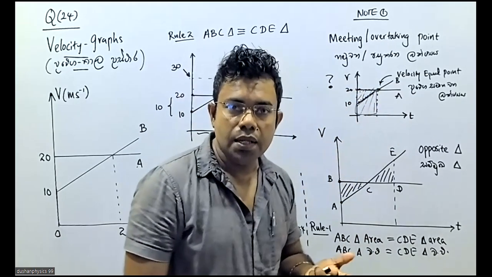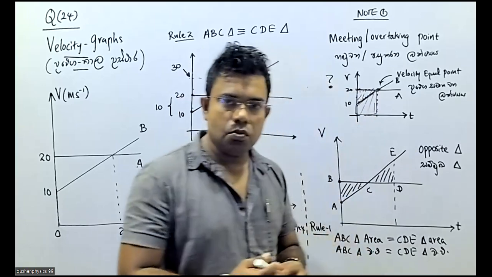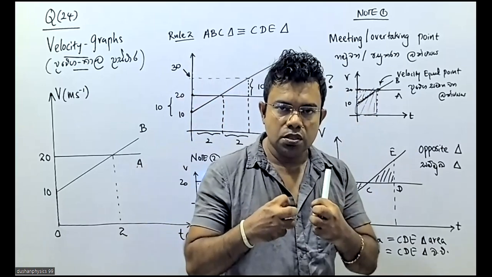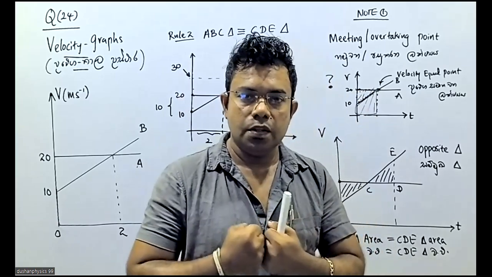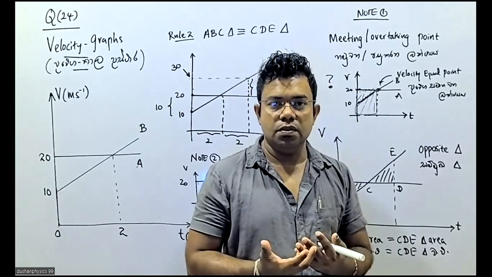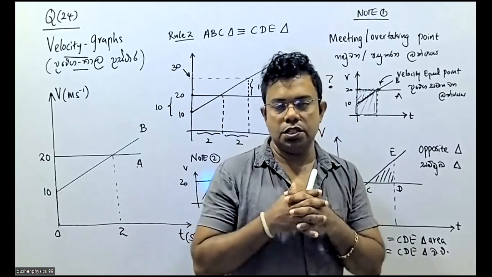The two areas are not equal. So the point is that both areas should be equal in order for the displacements to be equal. If the displacements are equal, we can say okay, they are going to meet each other.